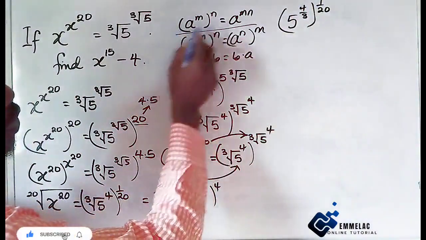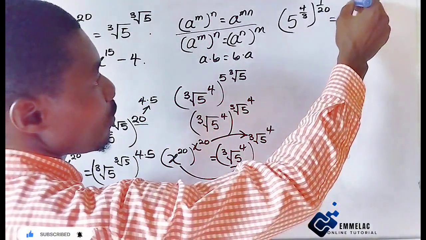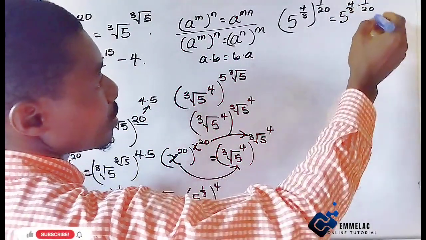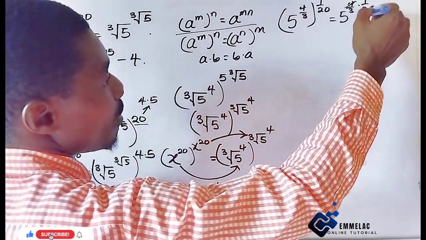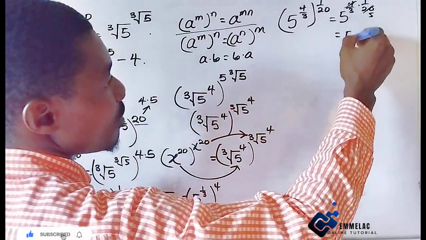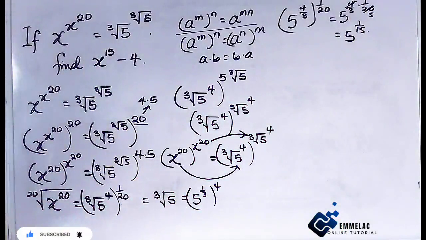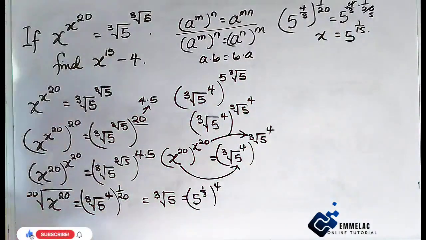Then according to this law, we can multiply. So this is 5 raised to the power of 4 over 3 times 1 over 20. Now 4 cancels into 20, giving 5, and we arrive at 5 raised to the power of 1 over 15. So our x equals 5 raised to the power of 1 over 15.